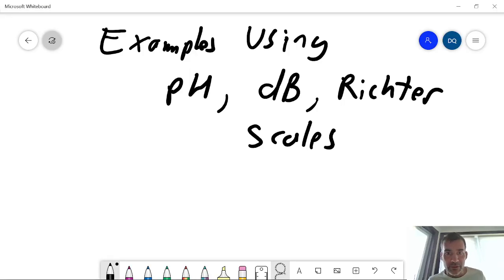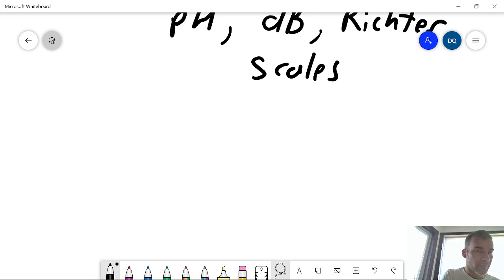I'm going to show you some examples using the pH scale, the decibel scale, and the Richter scale. So the first example is using the pH scale.